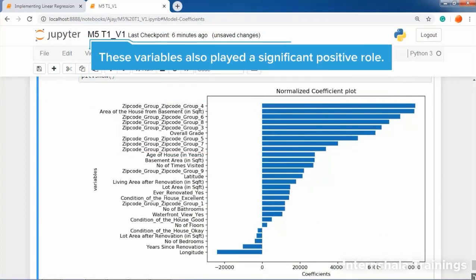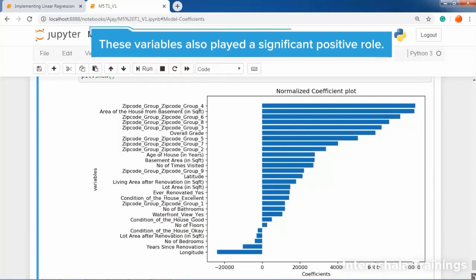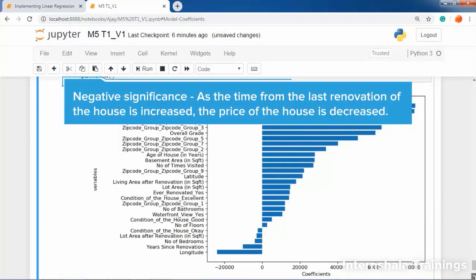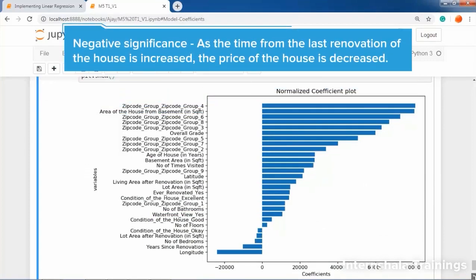Some other independent variables like number of bathrooms, lot area, number of times visited, basement area, condition of house excellent, and waterfront view have also played a significant positive role. Coming to the features with negative significance, years since renovation has received quite a bit of negative significance. This tells us that as the time from the last renovation of the house increased, the price of the house decreased. Or in other words, customers often prefer houses that are recently renovated.